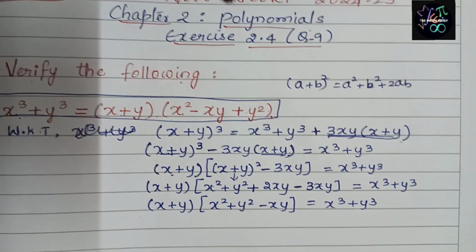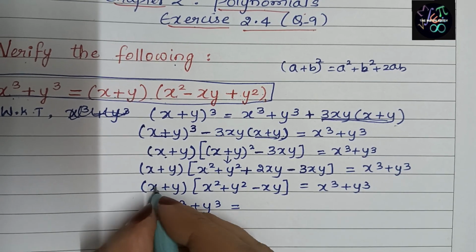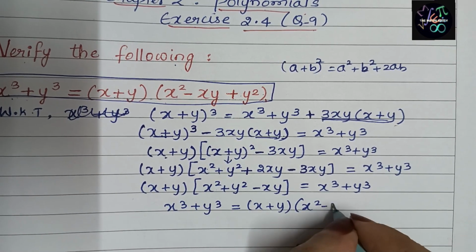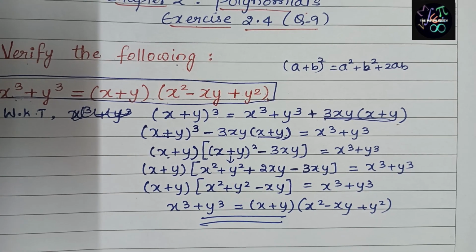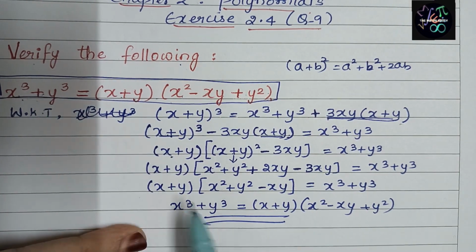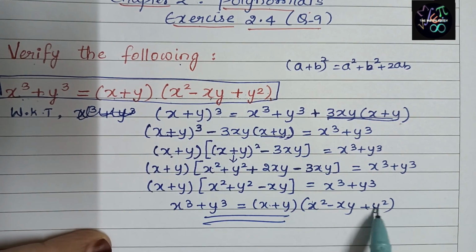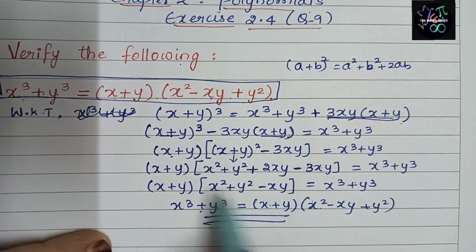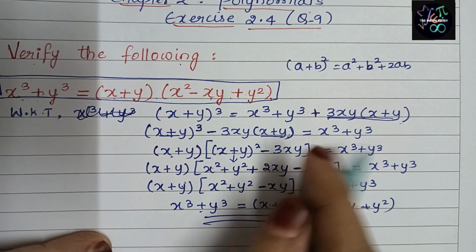Now I will write it in a proper form. First I'll write this side, x cube plus y cube, is equal to (x plus y)(x square minus xy plus y square). We got the answer. This is what they asked us to find. We can compare: x cube plus y cube equals (x plus y)(x square minus xy plus y square). I didn't do any step here, I just wrote this side. So this way we have to prove this.